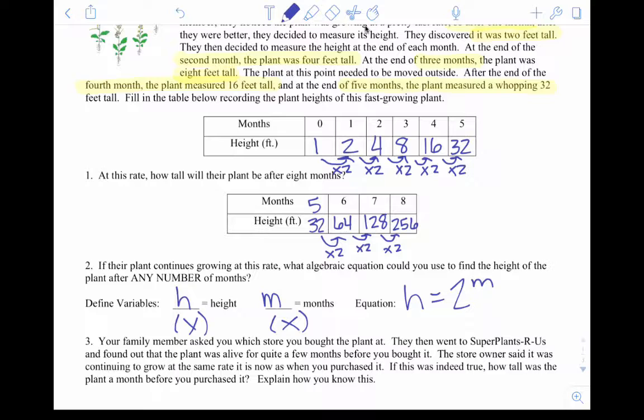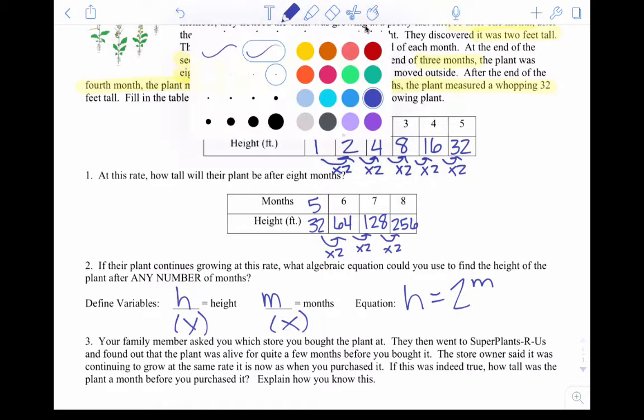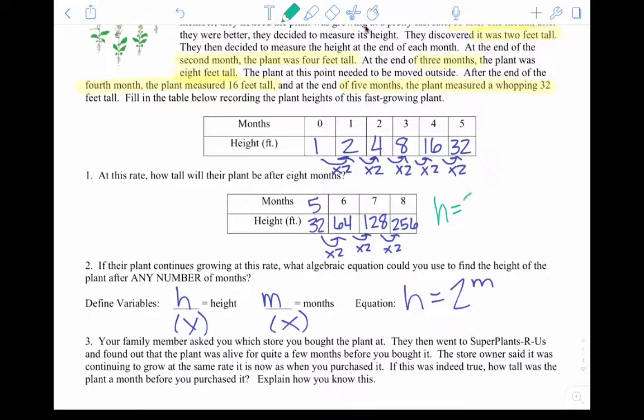So let's see if this works. Well, if I were to plug in 0, I'd have h equals 2 to the 0. Well, I don't know if I've ever seen that before. I don't know what 0 as an exponent means. So I'm just going to skip that, and I'm going to move on to 1. So I'm going to make it h equals 2 to the first power. Well, I know that that's 2. And hey, that works.